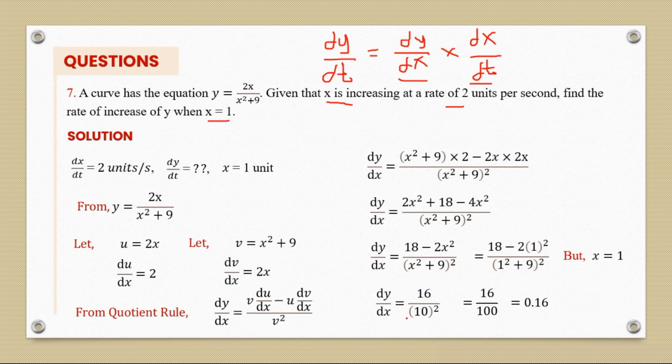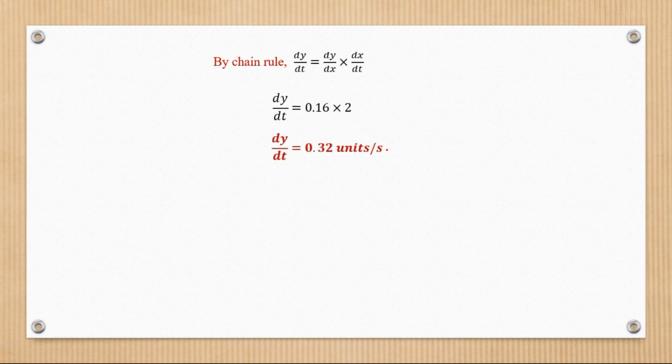So now I know the value of dy/dx. It was all I needed to find dy/dt, because I already know what dx/dt is. So therefore, by the chain rule, dy/dt, as we've stated before, is going to be equal to dy/dx times dx/dt. So plug in the values, and you have 0.16 times 2, which is equal to 0.32 units per second. And that is the answer they wanted.